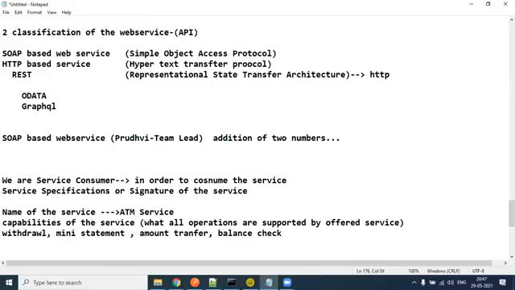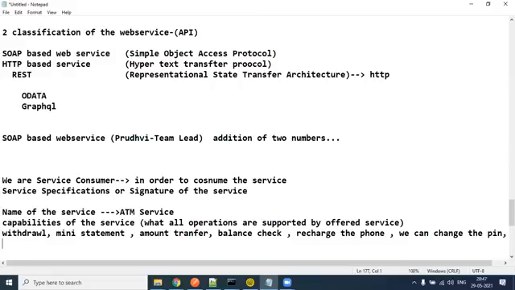We can check the balance, right? We can recharge the phone. We can change the pin also. Very nice. We can change the pin also. And there might be n number of things we can do.